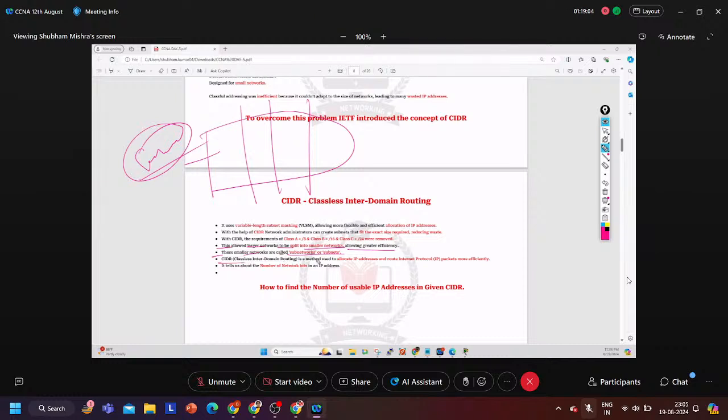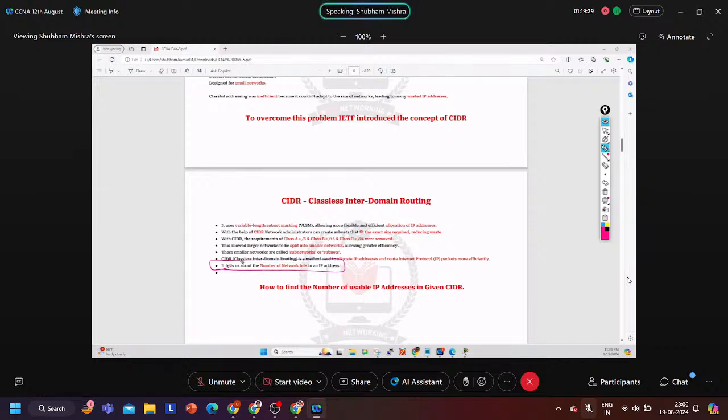CIDR is a method used to allocate IP addresses and route protocol packets more efficiently. Generally, routers also include the routing table, or make the routing table, with the help of CIDR, guys. It tells us about the number of network bits. Yes, this is a very important line. What is this? CIDR always tells us about the number of network bits in an IP address.